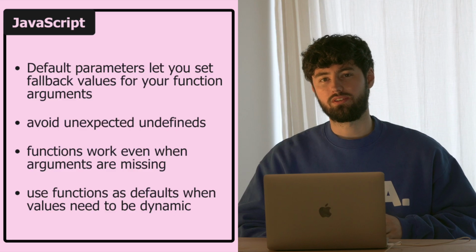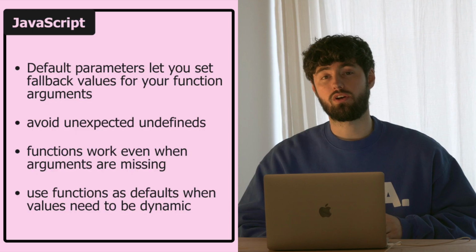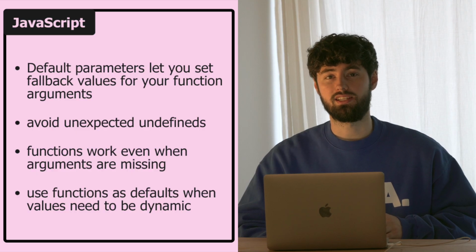Let's recap what we learned. Default parameters let you set fallback values for your function arguments. That way, you avoid unexpected undefineds. Your functions work even when arguments are missing, and you can even use functions as defaults when your values need to be dynamic.